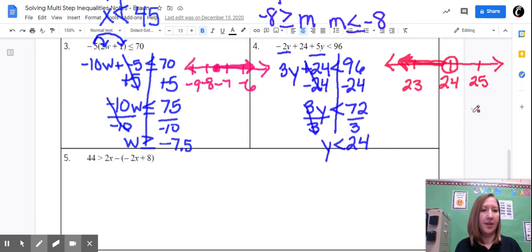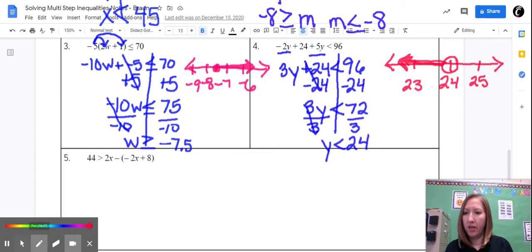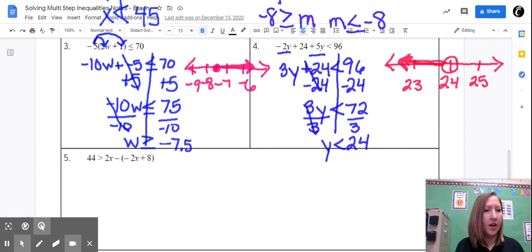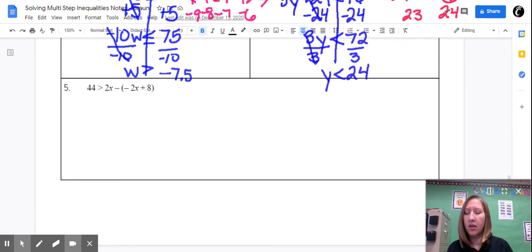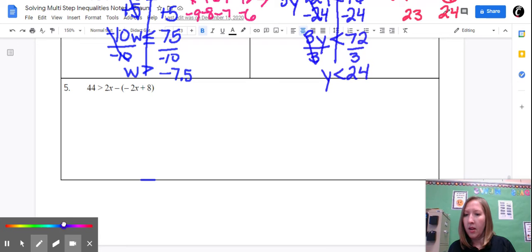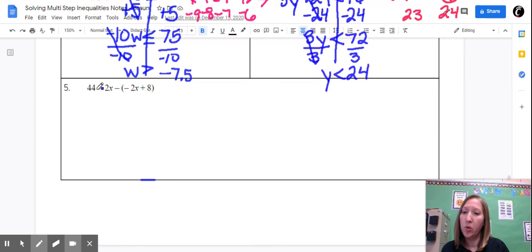All right. Now we're going to take a look at number 5. Number 5, we've got some parentheses, we've got some like terms, so we're going to put it all together. All right. First, we're just going to bring down our 44 is greater than, and then we're going to take a look at what we have here.